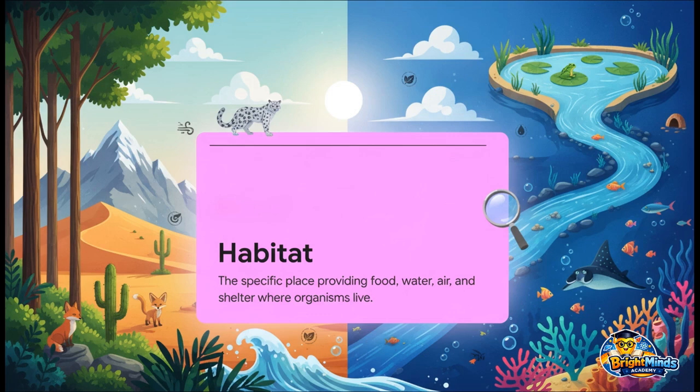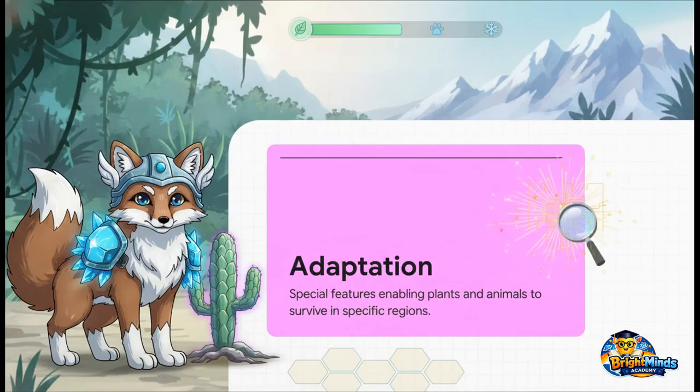A habitat is just the specific place where an organism lives. It's the environment that naturally gives them the food, water, air, and shelter they need. Think of it as the specific level of the video game. Broadly speaking, these levels are either terrestrial, meaning land-based, like sweltering deserts and freezing mountains, or aquatic, meaning water-based, like ponds and deep oceans.